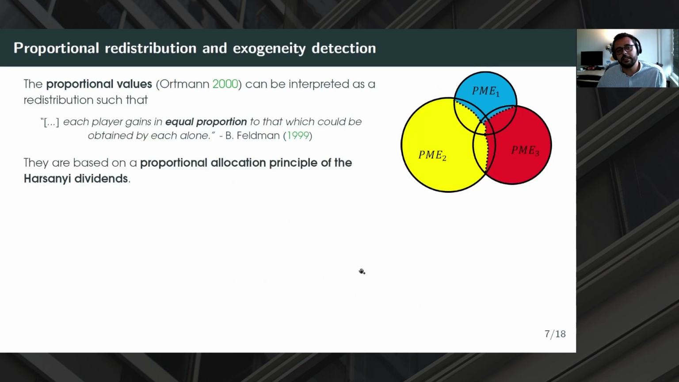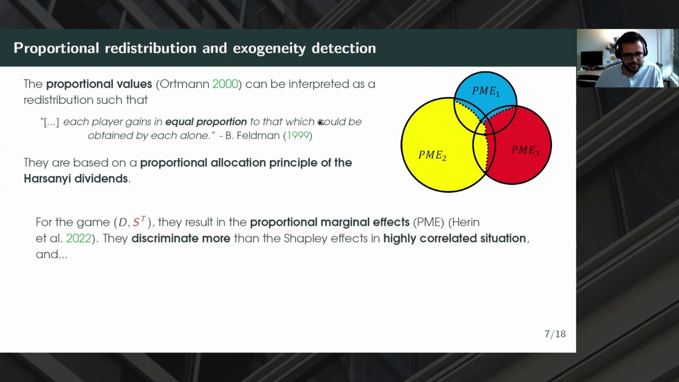So what we did is that we took inspiration from the Harsanyi set and we chose to study another value, not the Shapley value. This value is the proportional value, and it was introduced by Hartmann in the 2000s. The overall idea is that the redistribution of the Harsanyi dividends is not equal, but proportional. That's the gist of it. I'm not going to go deep into the theory behind how they work. They can be interpreted as each player gaining in equal proportion to that which could be obtained by each alone. A bit convoluted, but that's the main idea.